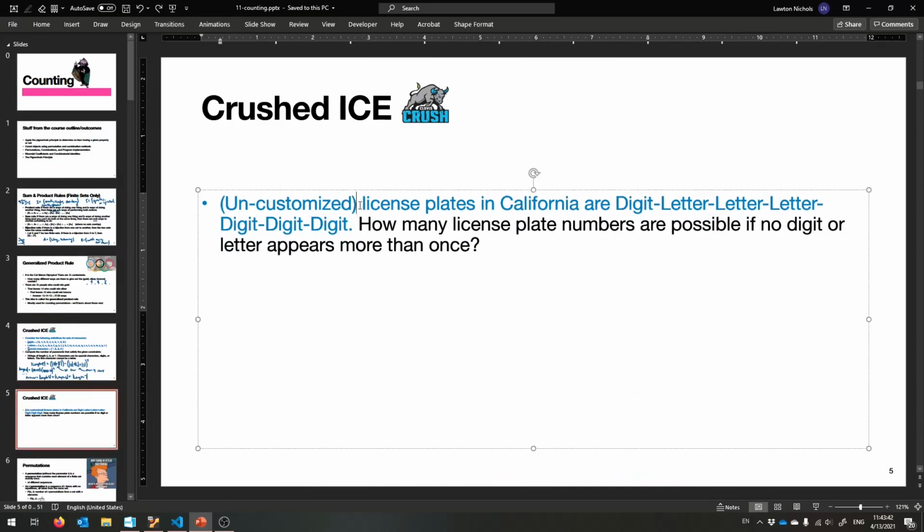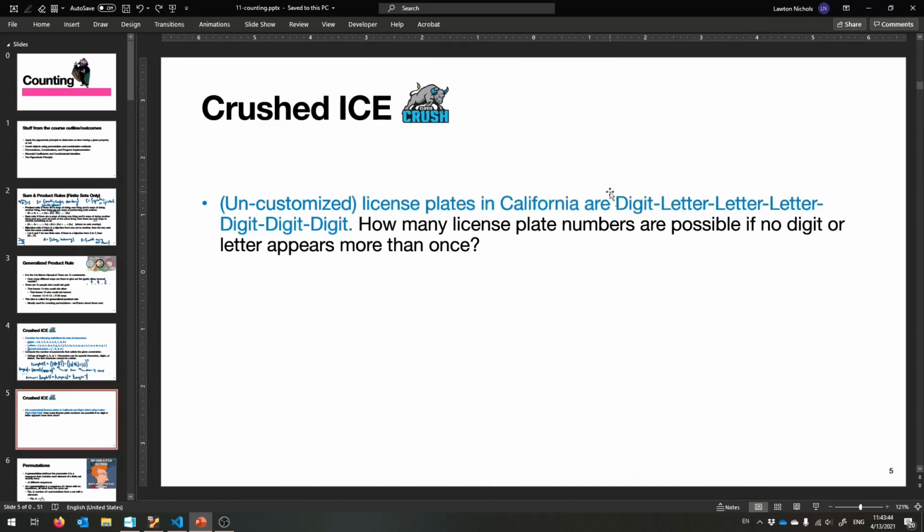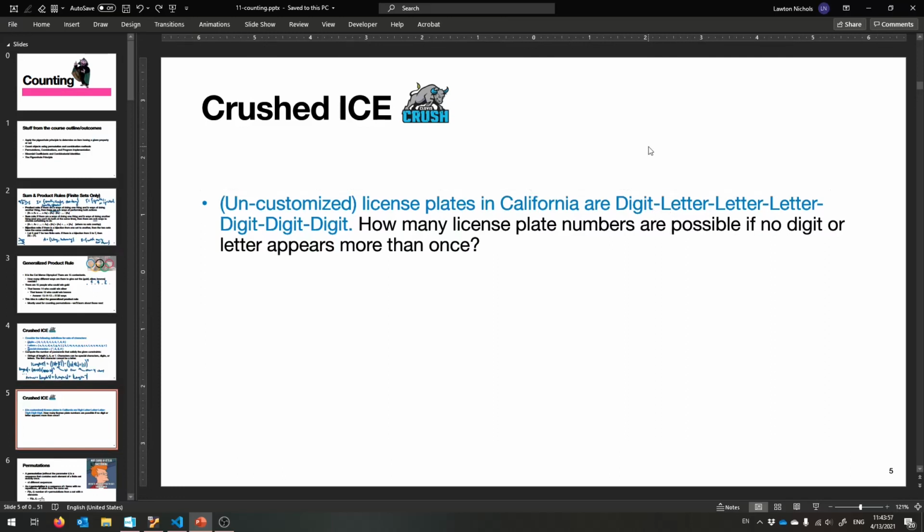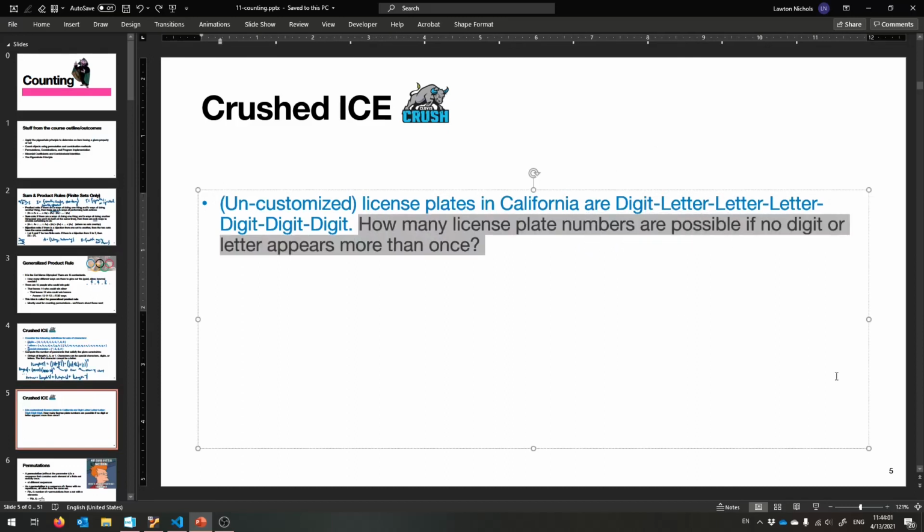So we can have license plates in California, at least for now. We're about to run out of space, I think. But we follow digit, letter, letter, letter, digit, digit, digit, right? When you have an uncustomized license plate. So how many license plate numbers are possible if no digit or letter appears more than once?